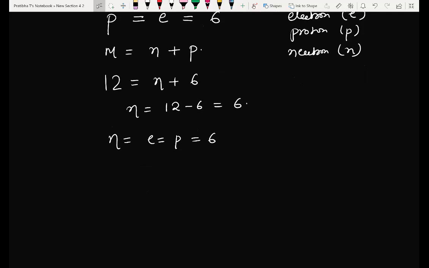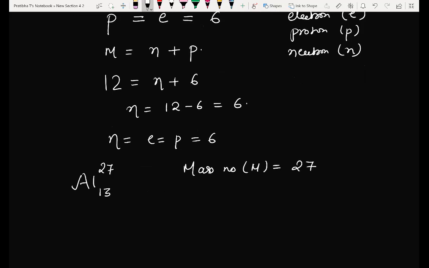Let's take an example of aluminum, right? Aluminum belongs to group 3 or 13 of the periodic table, and it has atomic number 13, or number of protons, and mass number 27. So what is my mass number here?